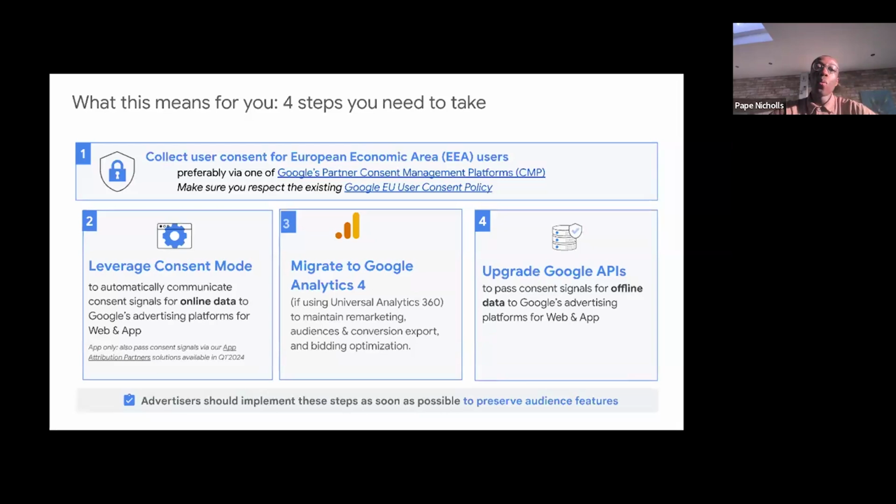So what are the 4 steps that you need to take? First, you should make sure that you're collecting consent in line with the legal requirements applicable in your country. And Christian already touched upon that. But also Google's consent policy. So we've created a policy that is reflecting quite a body of regulatory work, and it's called the European Union User Consent Policy.